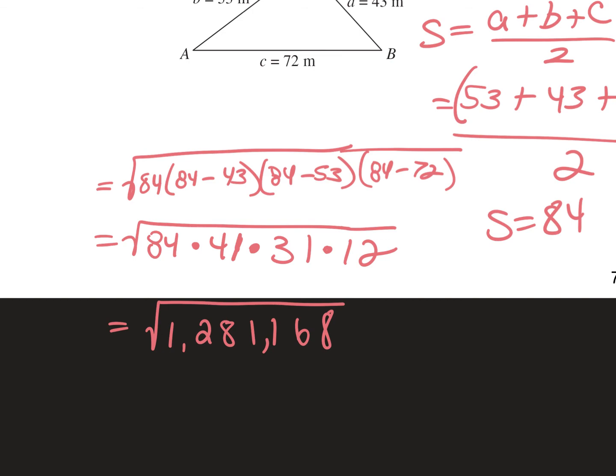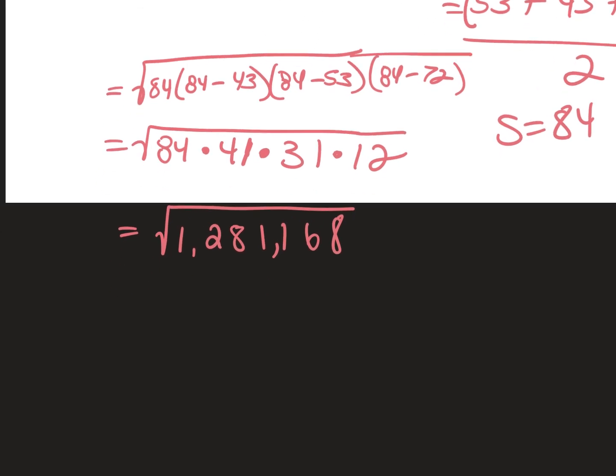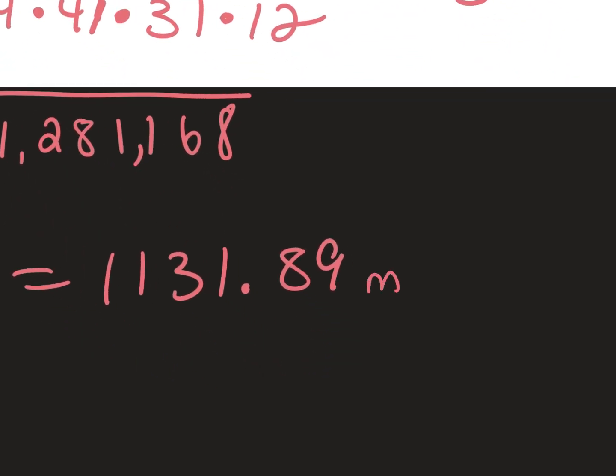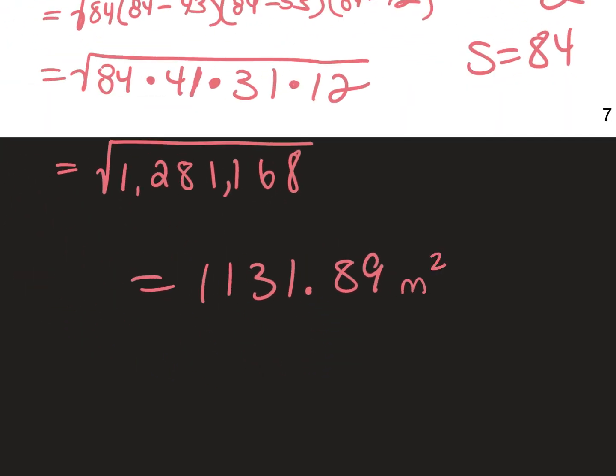And then hit second square root. Find the square root of that. What is the square root of 1,281,168? 1,131.886, so 89. And what unit are we talking about? Meters. And since this is area, it's meters what? Squared.